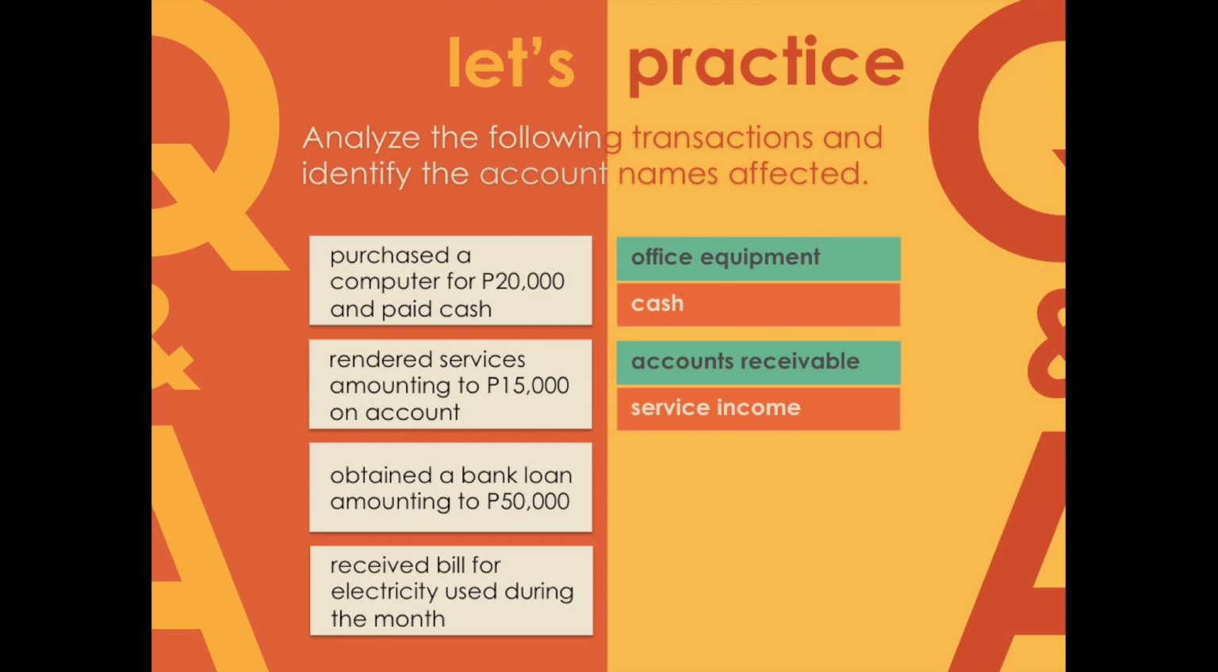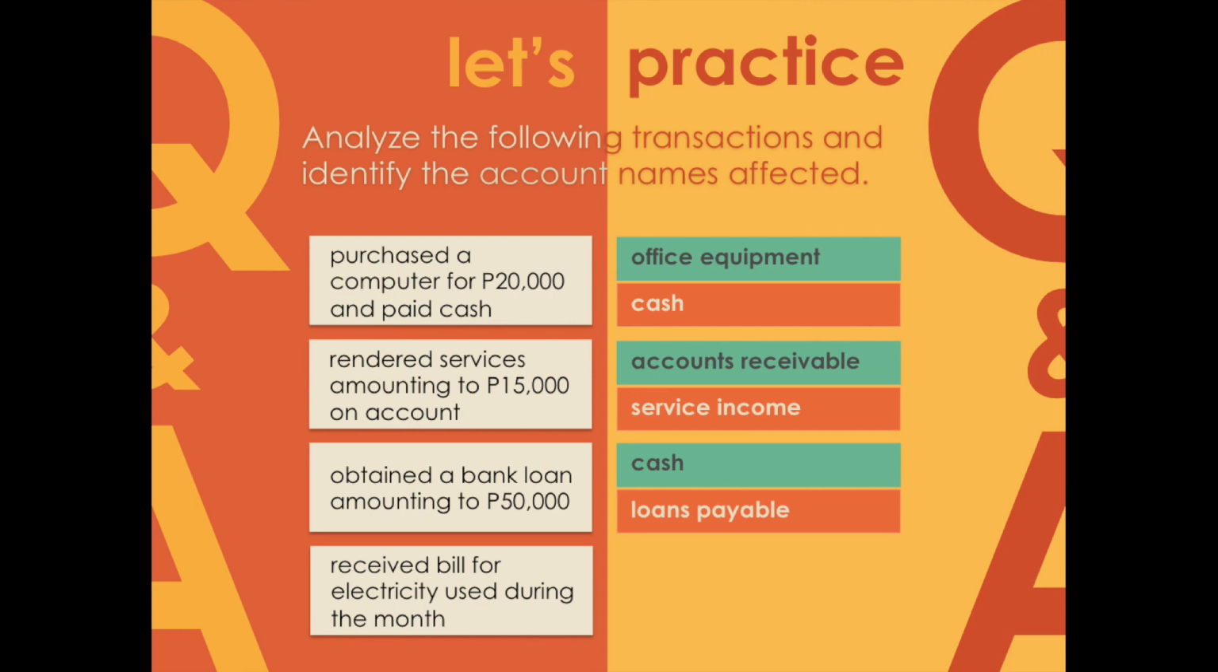3. Obtained a bank loan amounting to 50,000 pesos. Here the company took out a loan. So what did it receive? It received cash. And what did it give in exchange? It promised the bank payment in the future, and this promise is recorded through the loans payable account. So the accounts affected in this transaction are cash and loans payable.